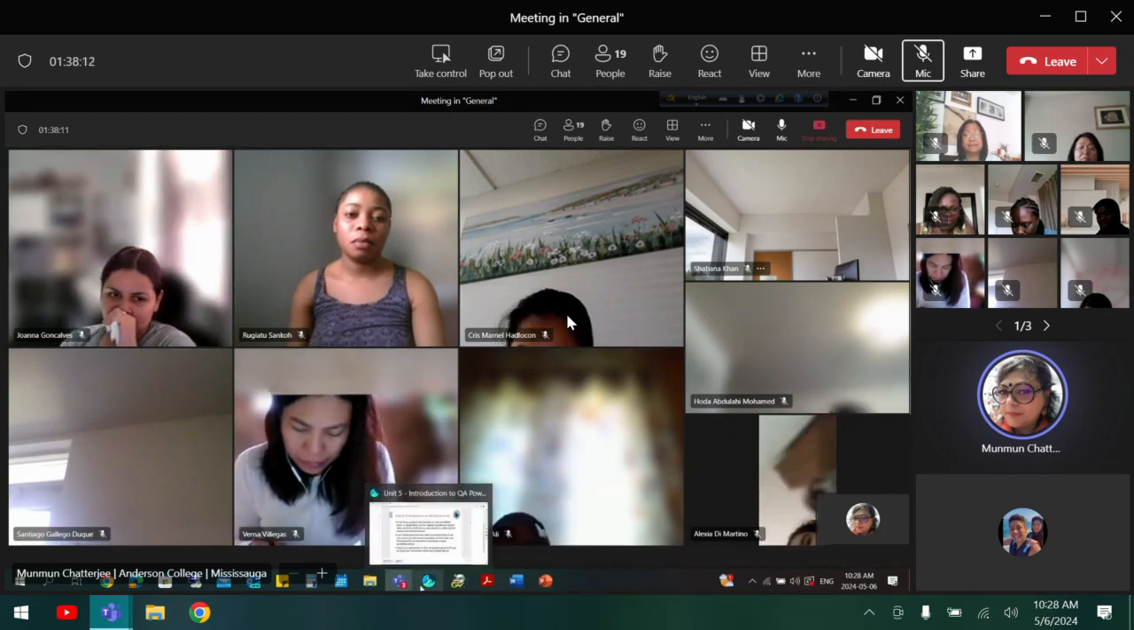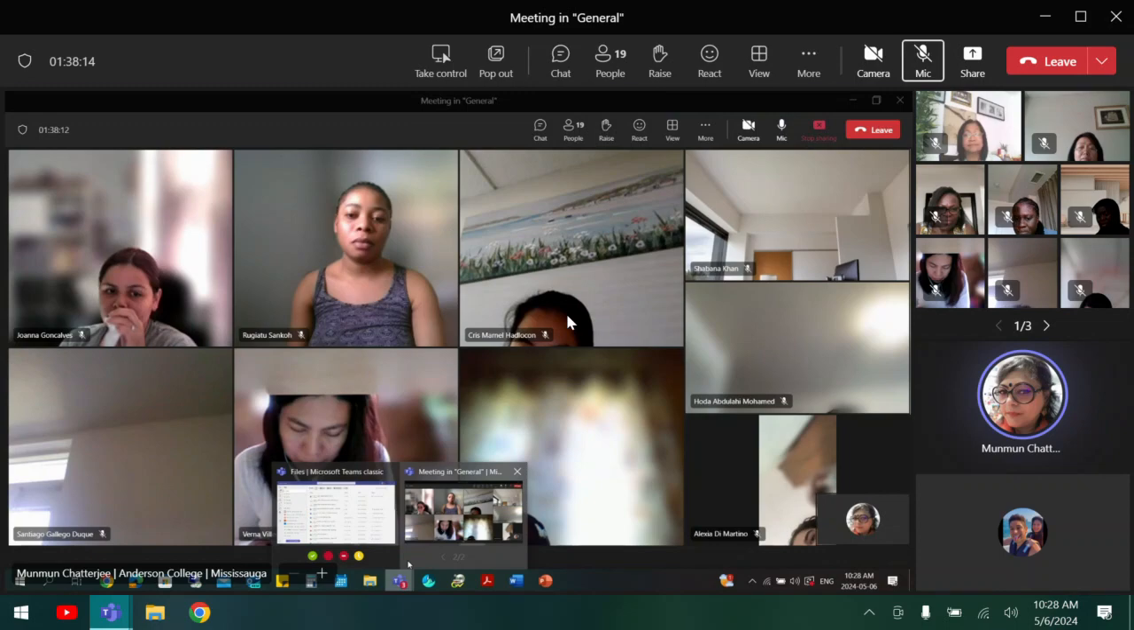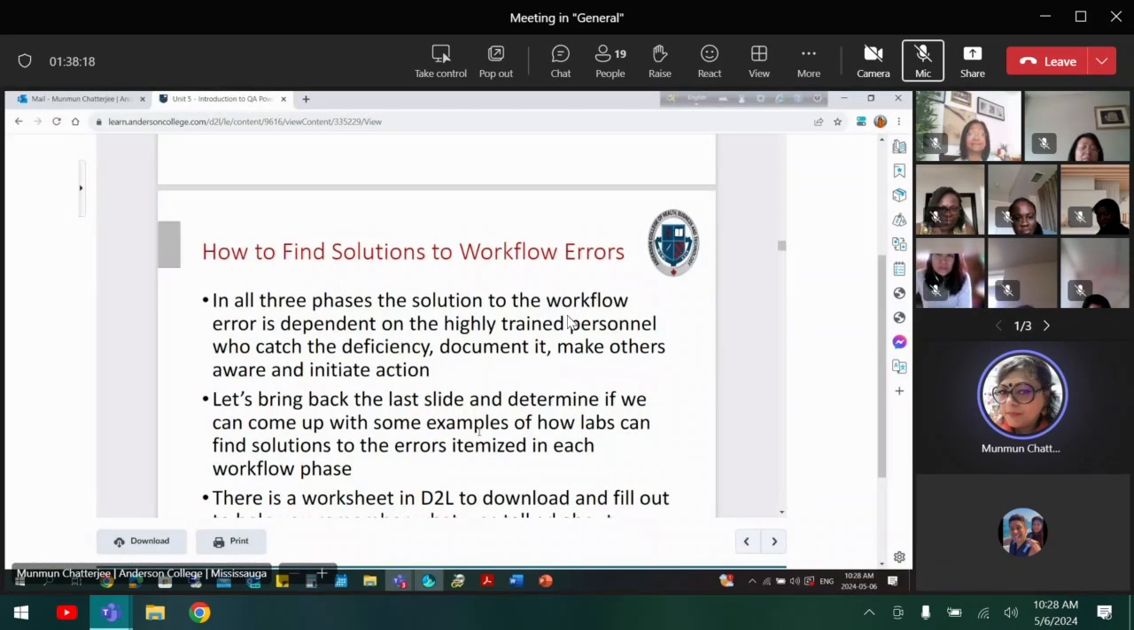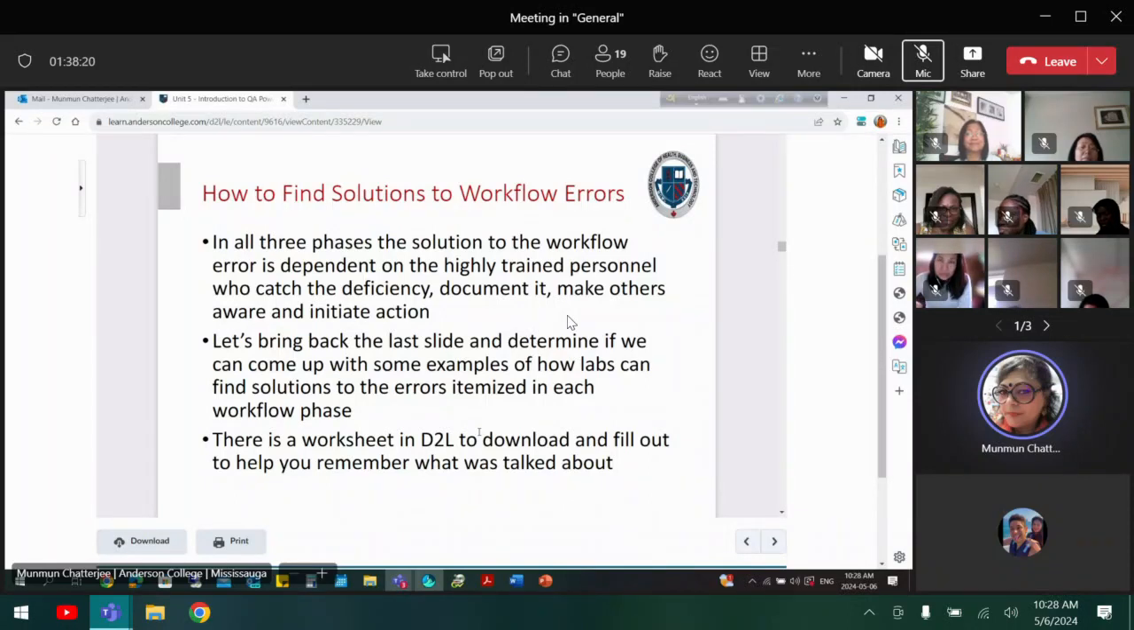Where we are? So now, how to find solution to workflow errors? In all three phases, the solution to the workflow error is dependent on highly trained personnel who catch the deficiency, document it, make others aware, and initiate action.